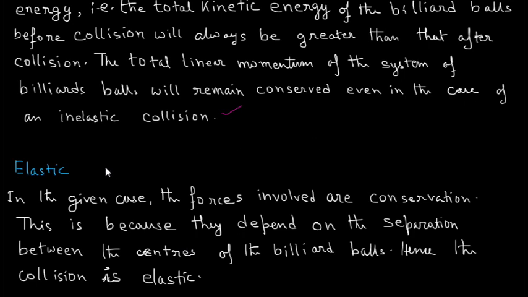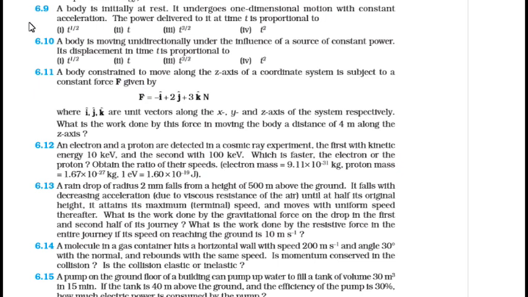The answer is elastic. The reason is that in the given case, the forces involved are conserved. This is because they depend on the separation between the centers of the billiard balls, hence the collision is elastic. Let us see the next question. The next question is 6.9.